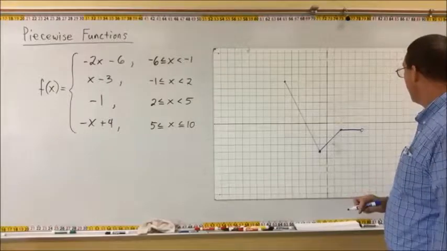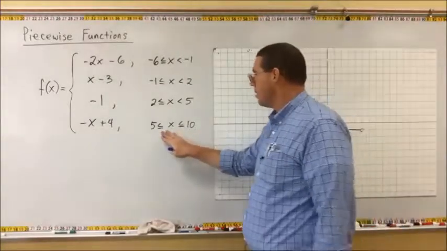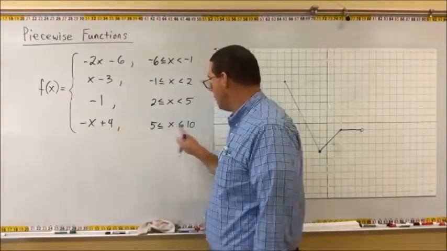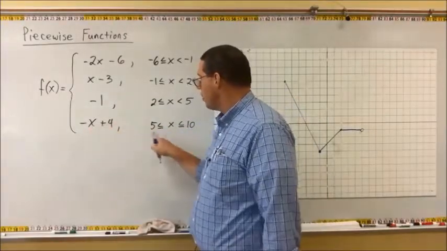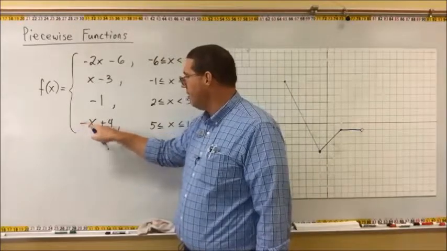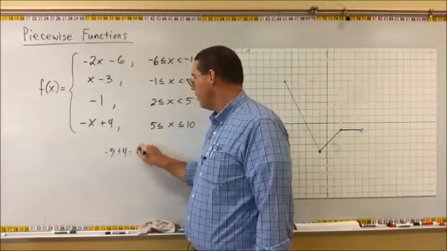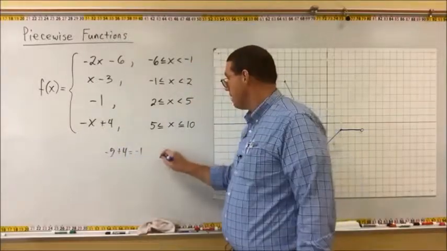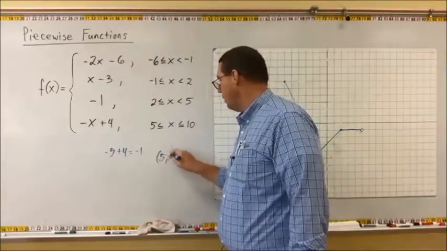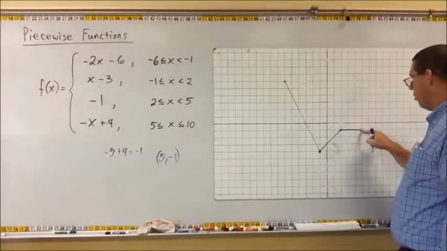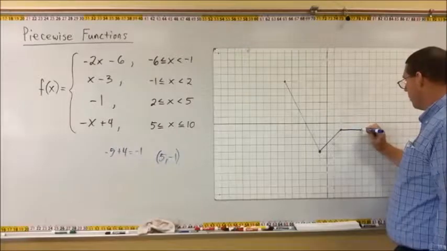And now, lastly, we're going to do this last piece, running from 5 to 10. Let's plug 5 in here, and then we'll plug 10 in here. If I plug a 5 in here, I have -5 plus 4, well, that equals -1. Convenient. 5, comma, -1. Well, that's right here. That's this point where we put a hole. It's 5, -1, so let's go ahead and close that hole in.